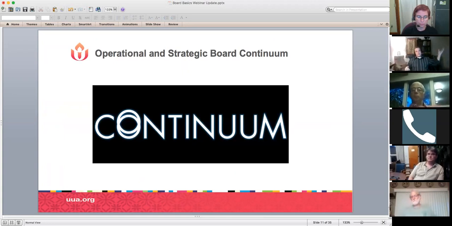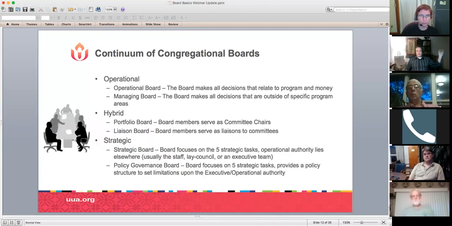And one end of this continuum is a completely operationally focused board. A board that spends 100% of its time on the operations and administration of the congregation, making sure that the lights stay on, the bills get paid, that the work is getting done, that staff are being supervised, that the programs are functioning. A board that spends 100% of its time on those kinds of administrative, operational, and programming details.